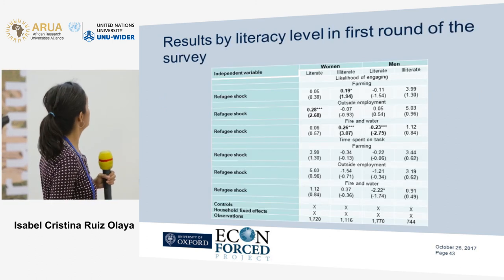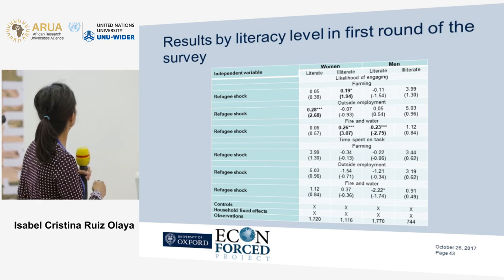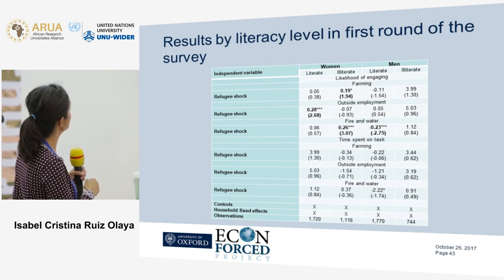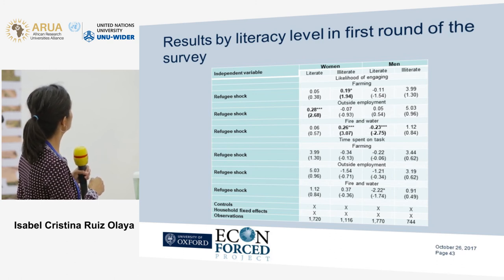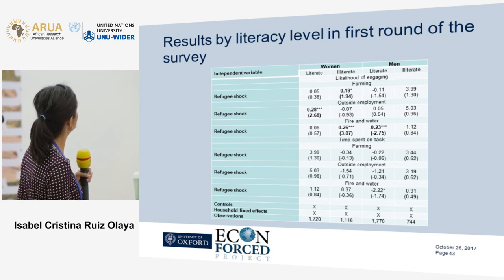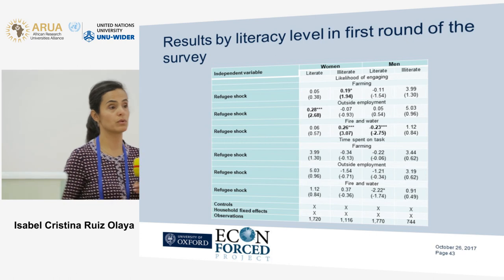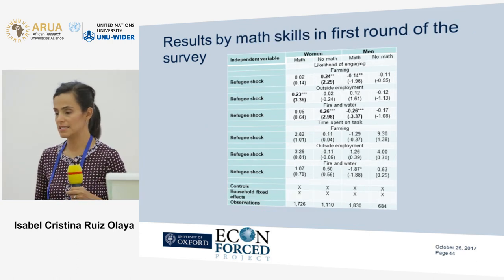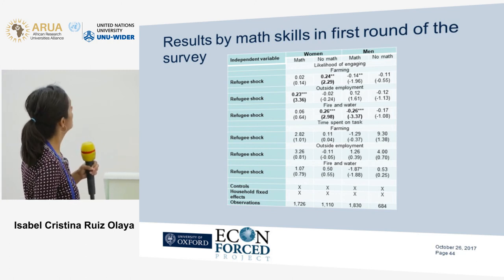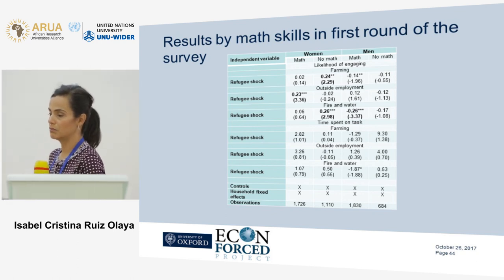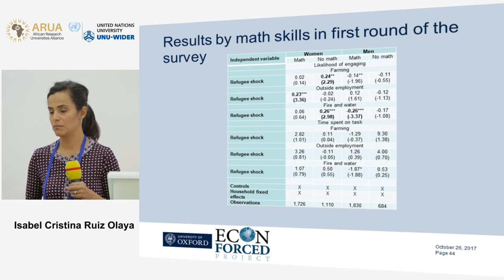And when we look at the results by literacy, we find evidence that literate women were more likely to engage in outside employment, whereas illiterate women were more likely to be doing farming and collecting firewood and water. So if you separate by skill levels, the results were a bit different. We see very similar results when you look at math skills, because we look at whether they can read and then we look at the different math skills, same result.